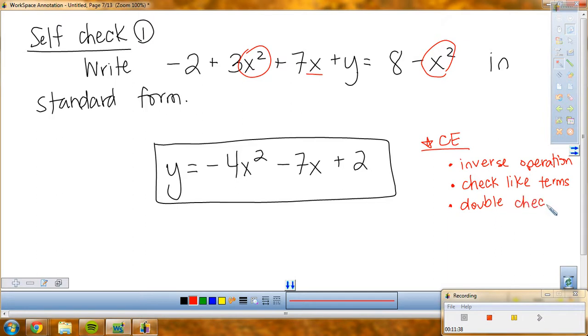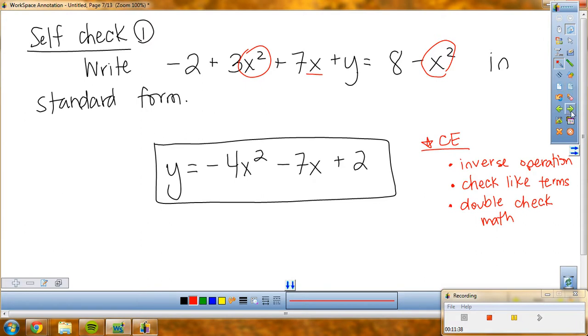Sometimes we accidentally press the wrong button on the calculator and we get a funny answer. So common errors here, but this should be the answer. So if you didn't get this answer, make sure you mark it in your notes so that you can ask questions when you get back to class.